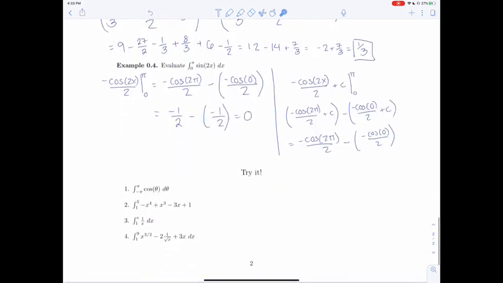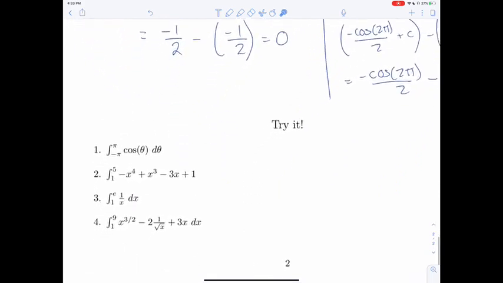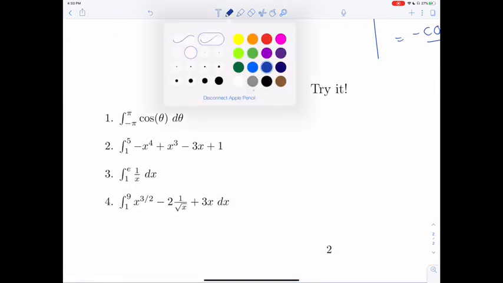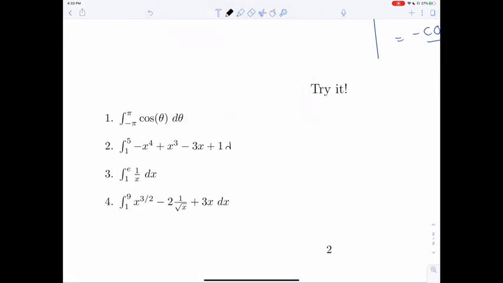So see if you can give this a shot. Try these integrals here using the fundamental theorem of calculus part 1. And remember, you're finding the exact area under the curve here. It's just a nice shortcut.